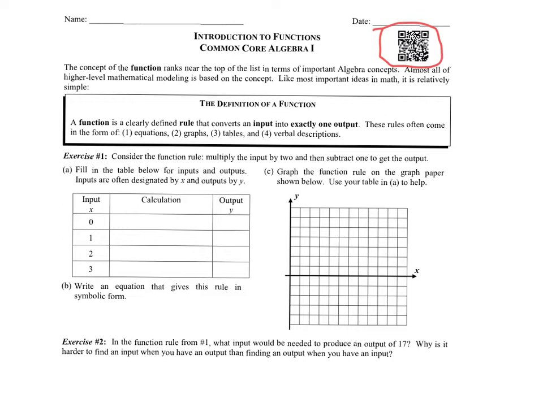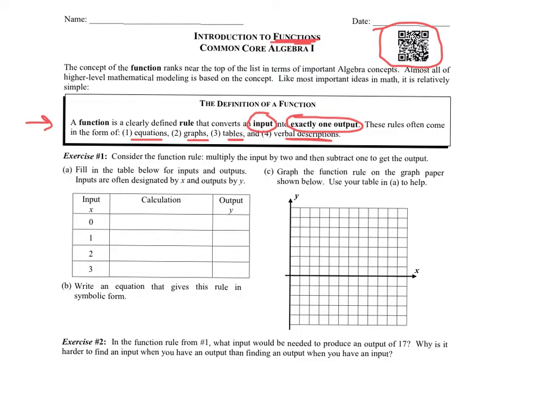So we're going to talk today about an introduction to this idea of functions, which again is a huge concept in mathematics. A function is defined for us. A function is a clearly defined rule that converts an input to exactly one output. And that's the big thing here: every input has exactly one output. If an input has more than one output, it's not a function. These rules often come in the form of equations, or graphs, or tables, or verbal descriptions. So we're going to discuss just an introduction today to functions.